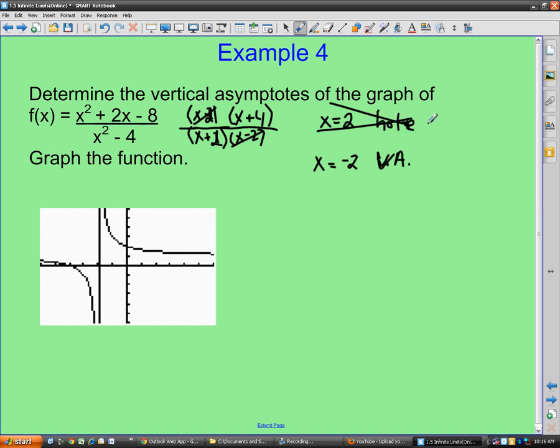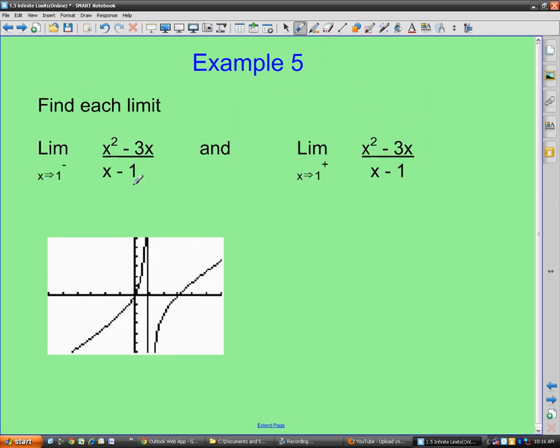Then we have a graph that looks like this, and they want us to find the limit from both sides. If I find the limit as we approach 1 from the negative side, what's happening to my y? You can see I go to positive infinity. As I approach the x values from the positive side, you can see my graph falls down the page and goes to negative infinity. So the limit as x goes to 1 of x squared minus 3x over x minus 1 does not exist, but each part is done separately, and we can have a limit for those.